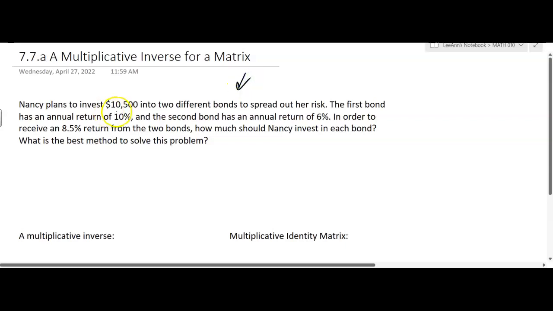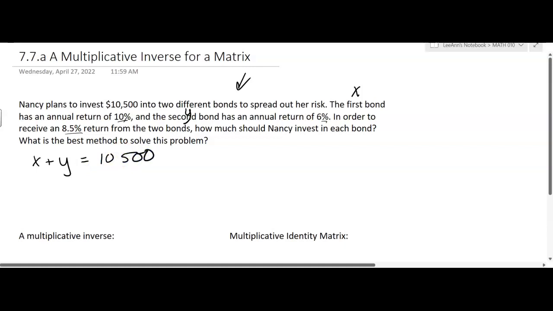So it says Nancy plans to invest $10,500 in 2 different bonds to spread out her risk. The first bond has an annual return of 10%. The second bond has an annual return of 6%. In order to receive an 8.5% return from the 2 bonds, how much should Nancy invest in each bond? Well, what you're looking for is how much are you going to invest in the first bond? I'll call that X. And how much you're going to invest in the second bond? I'll call that Y. Now, to set up the system, we know that X plus Y has to equal 10,500.